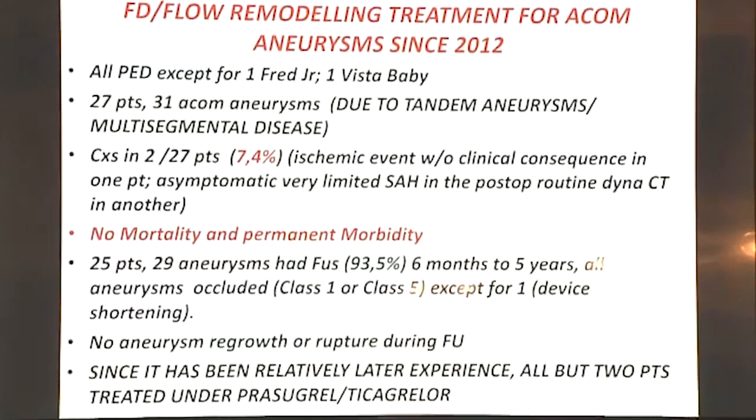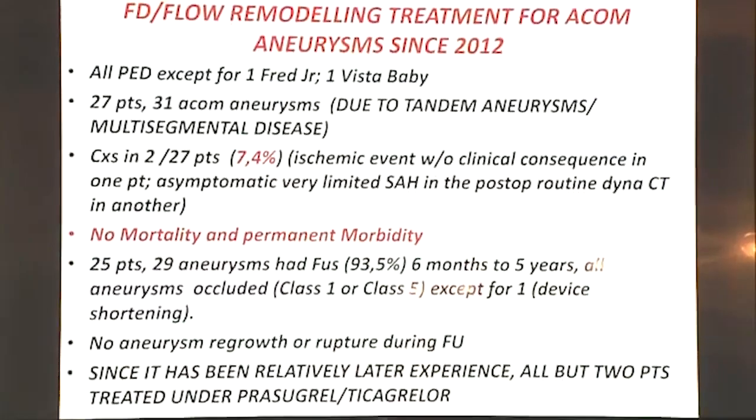So in our series, this does not include the case that was treated during WLNC this year because it was in another institution, so it was not our primary case. This does not include that one. Our treatments were all with Pipeline except for one Fred Jr. and one Vista Baby. Overall, 31 aneurysms.